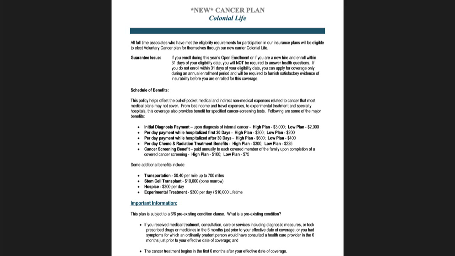A brief outline of the scheduled benefits is included here in the guide, and if you elect to enroll for one of these cancer plan options, you'll be provided with a policy certificate, which will include the full schedule of benefits for your reference. One feature that I'd like to point out, though, is a cancer screening benefit that's included in both of the options. Basically, this benefit will be paid annually to each covered family member upon completion of a covered cancer screening. The high plan reimburses $100 per covered member, and the low plan option reimburses $75 per covered member.